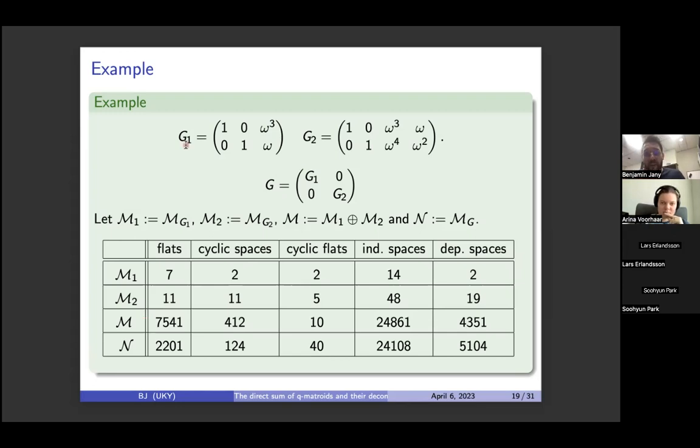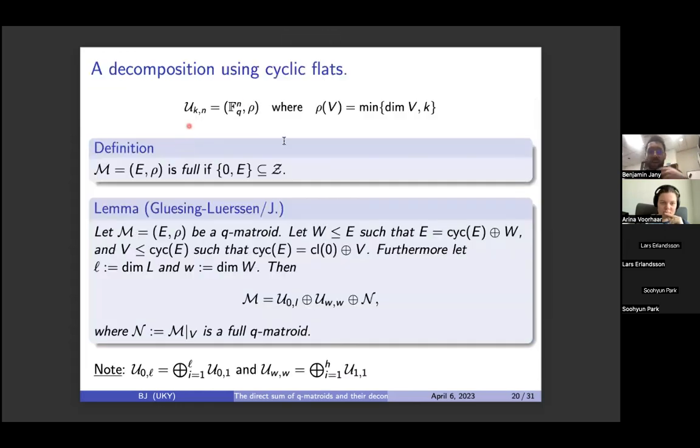Okay, so with this characterization of cyclic flats of direct sum in mind, let's look back at this decomposition of q-matroids. So what I'll do is first define this notion of full q-matroid. We say a q-matroid is full if both the zero space and the entire ground space are cyclic flats. You can see this as saying my q-matroid has no loops and no co-loops.